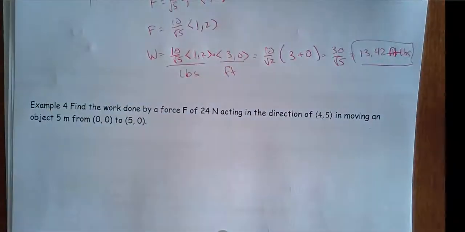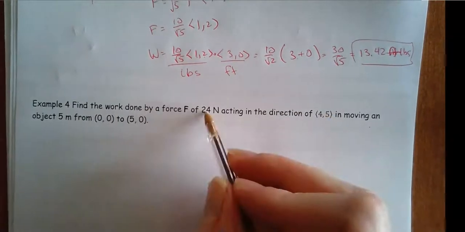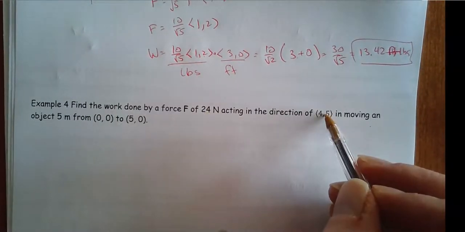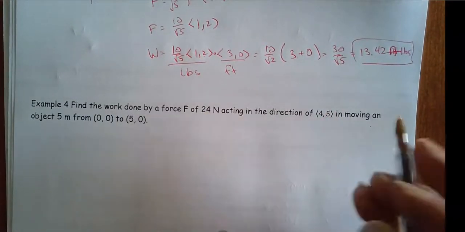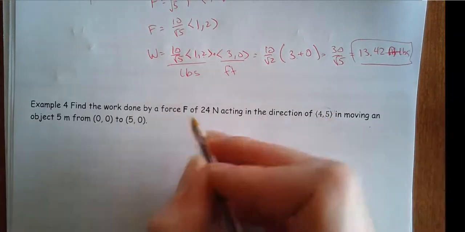Find the work done by a force of 24 newtons acting in the direction 4, 5. Again, this is just the direction. Now it's going to go 24 newtons. It's going to go through that point. It may stop at that point, but it's going to go through that point. So let's make this a unit vector and then multiply by 24.